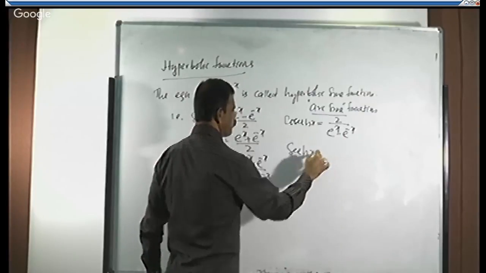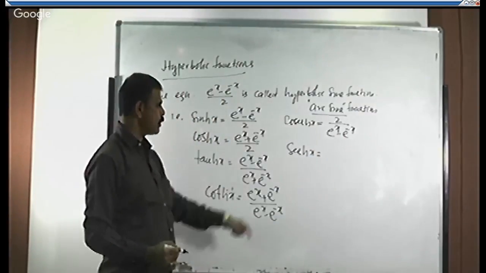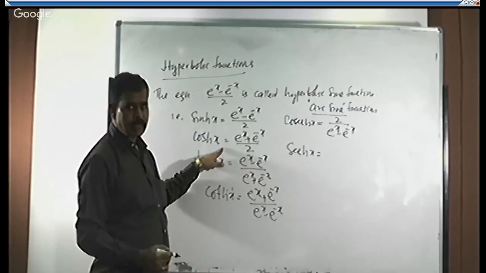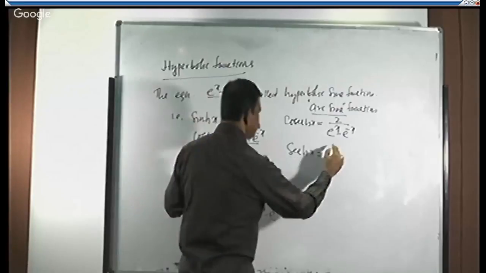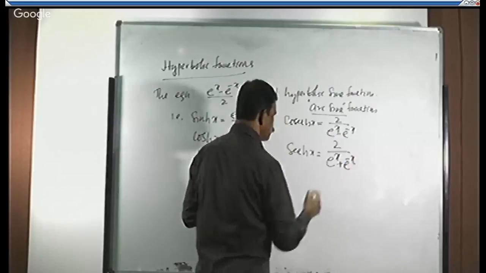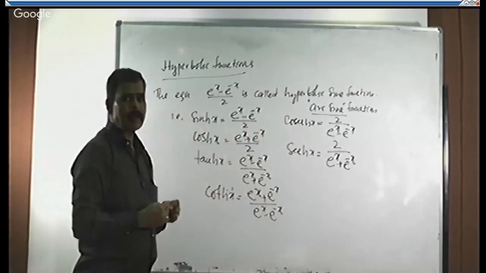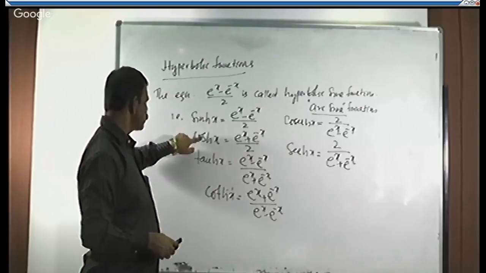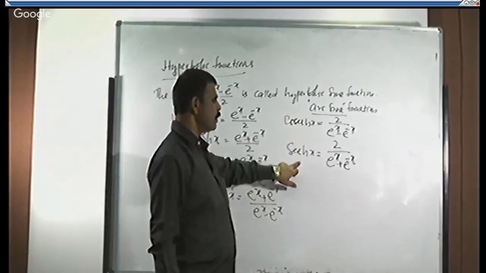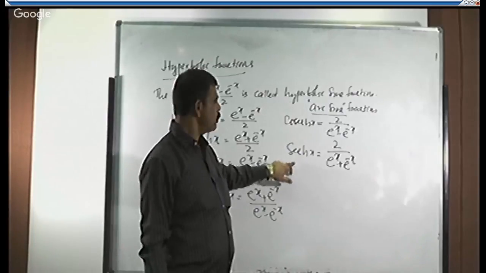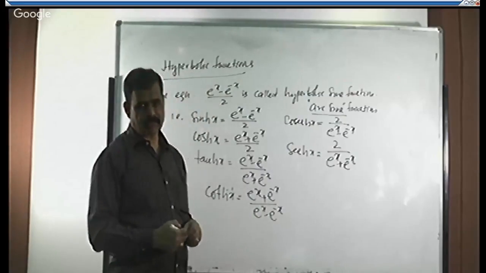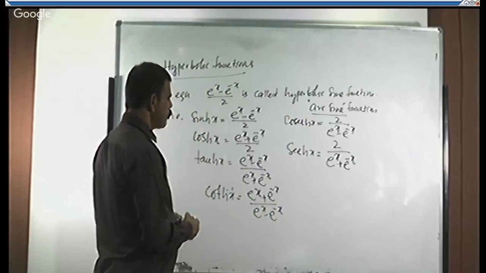Sech x, the hyperbolic secant function, is the reciprocal of cosh x. It is equal to 2 divided by e power x plus e power minus x. So these are the hyperbolic functions: sinh x, cosh x, tanh x, coth x, cosech x, and sech x. All these functions are called hyperbolic trigonometric functions, right?